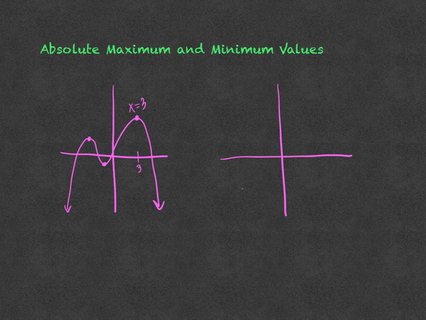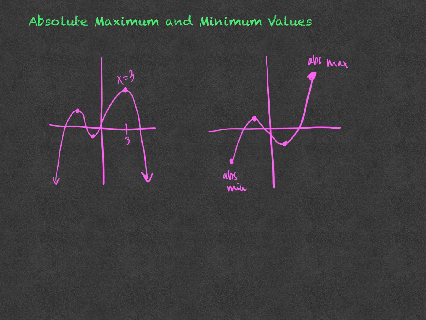But if we have a closed interval, let's say we have it closed like this, no matter how you draw your closed interval, there will be an absolute min and there will be an absolute max. And it might be at the endpoints, but it might not. In this case, they're the endpoints. Here we have a relative min, here we have a relative max.